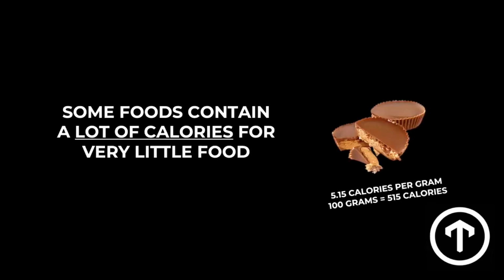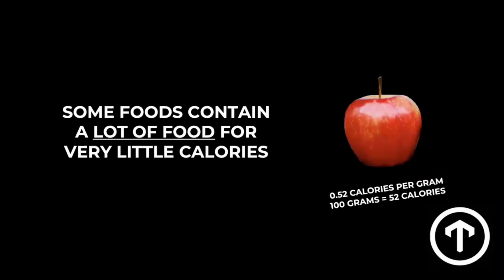Some food contains lots of calories for a very small quantity, so this would mean that they have lots of calories per gram. An example, as you can see here on the right hand side, is Reese's chocolate pieces, which I'm sure some of you are familiar with. They have about 5 calories per gram, which means in 100 grams, there's about 500 calories.